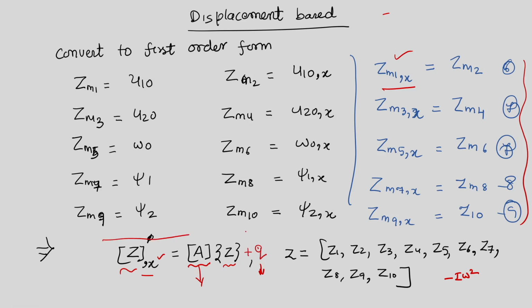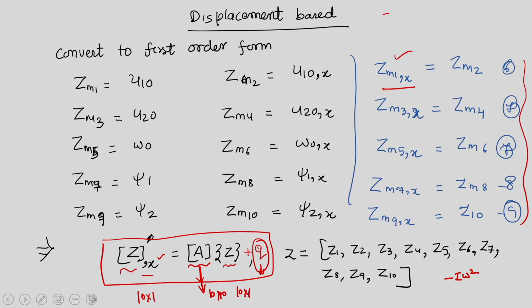So, this is the first order ordinary differential equation, non-homogeneous, where A is a constant matrix. The solution of this equation is easy. So, this is 10 by 10, 10 cross 1, 10 cross 10, 10 cross 1. So, this is the 10 by 10 matrix.